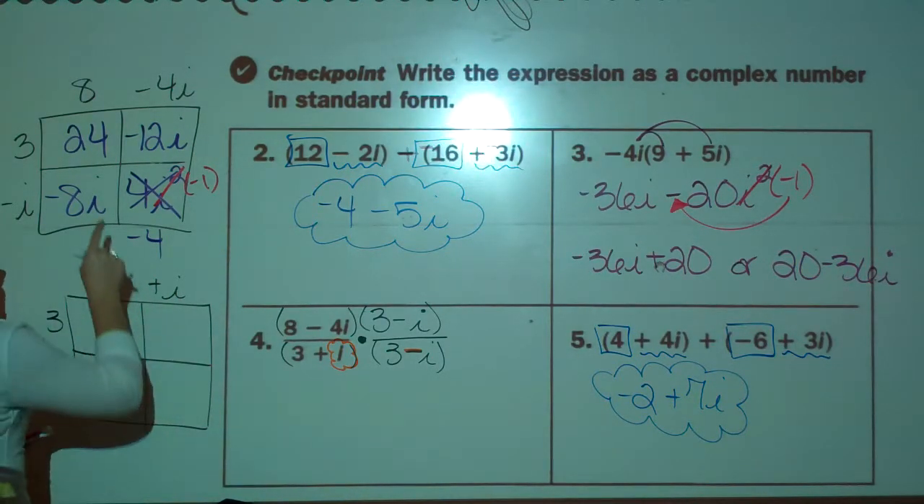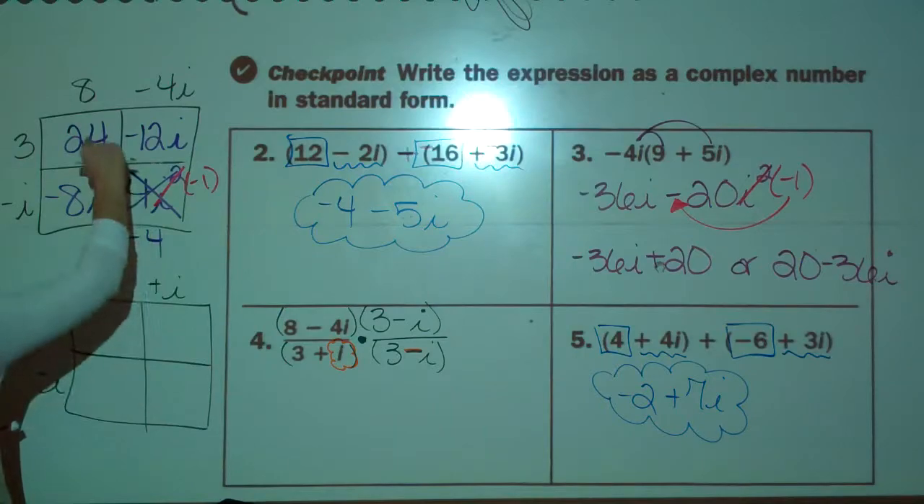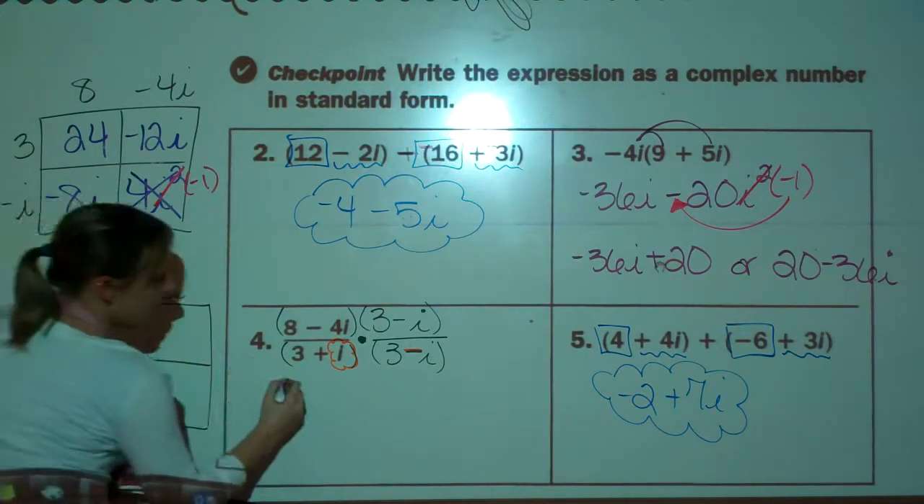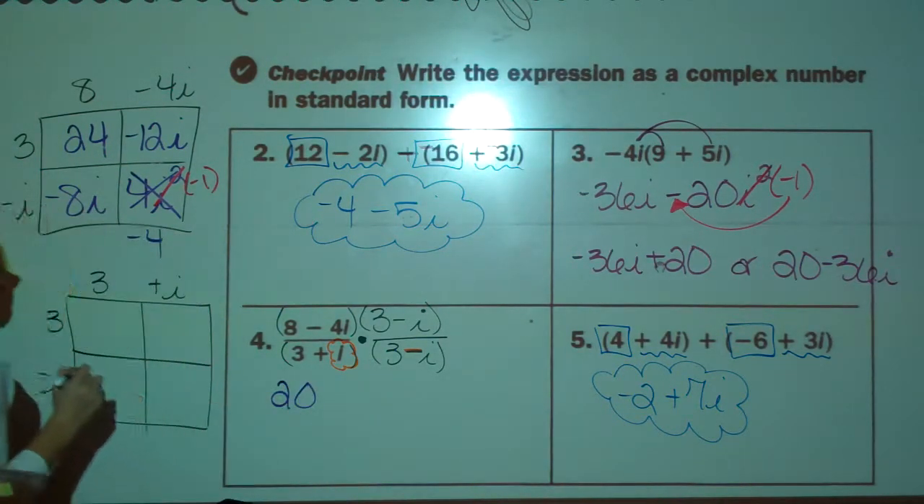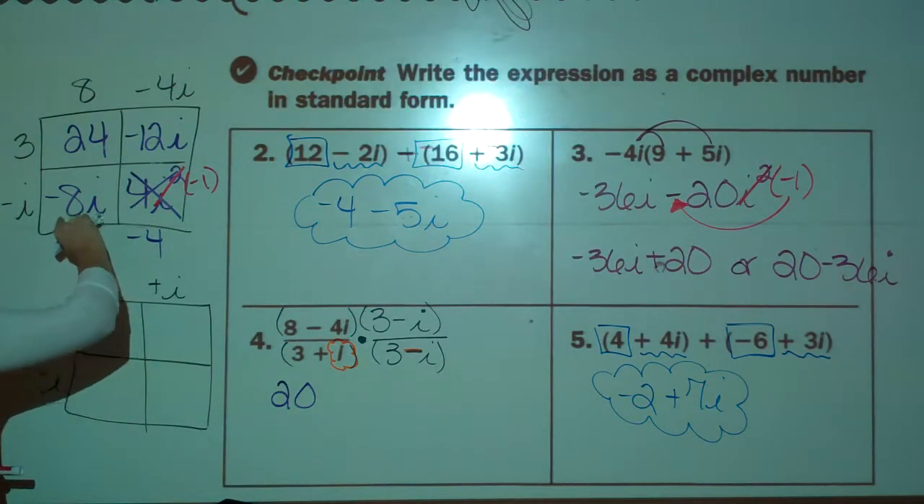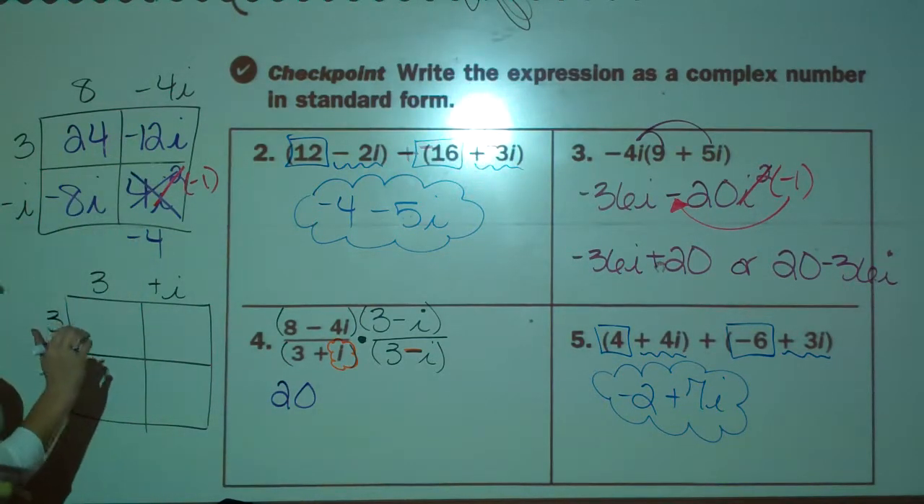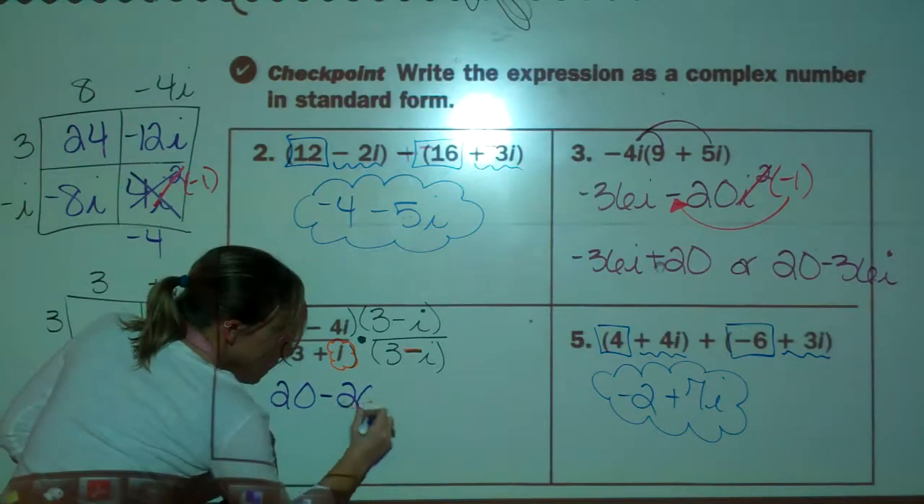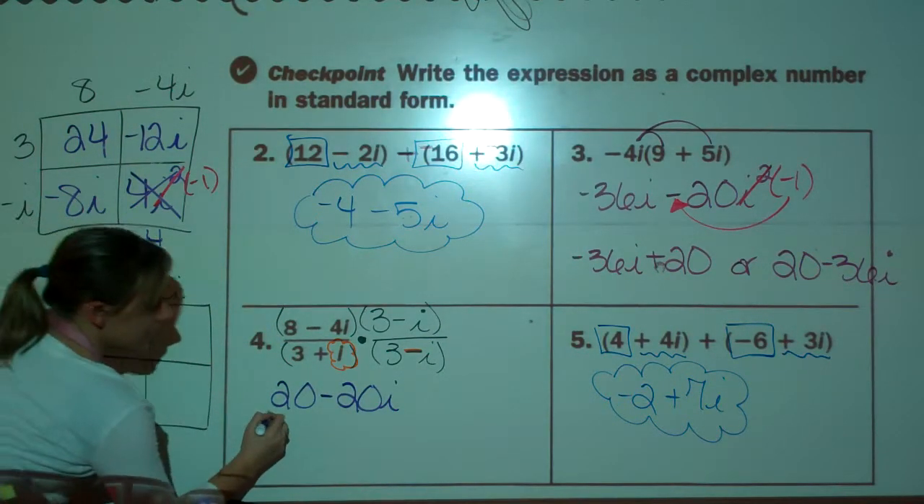Okay? So the numerator, we just put the real numbers together. 24 minus 4 is a 20. And then I put the imaginary parts together. Negative 8 plus negative 12 is negative 20. So that's the numerator.